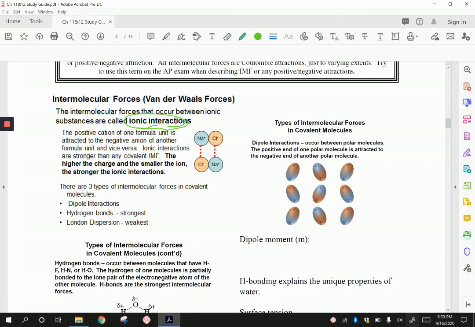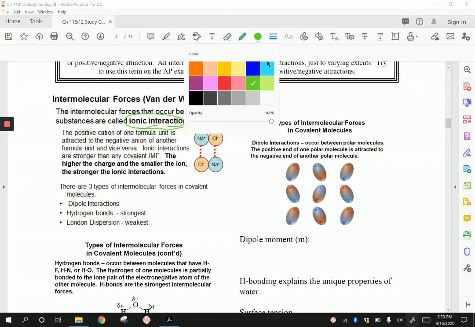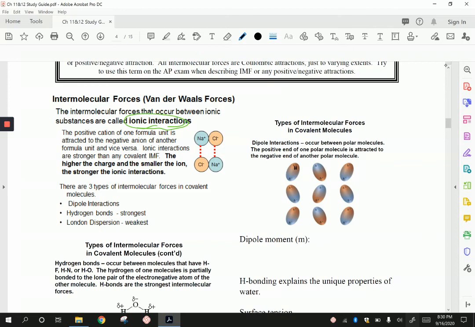Dipole interactions, so dipole, two ends or two sides. That means it's going to occur between polar molecules, right? Two-sided molecules. And what happens is, if you look at this, let's say this is HCl, for example. So if this was HCl, then this would be the H side. This is the chloride side, right? So HCl, HCl, HCl.